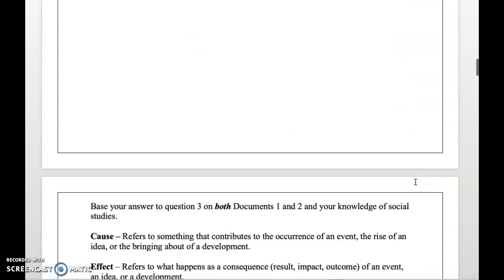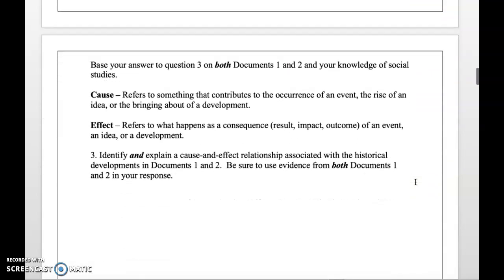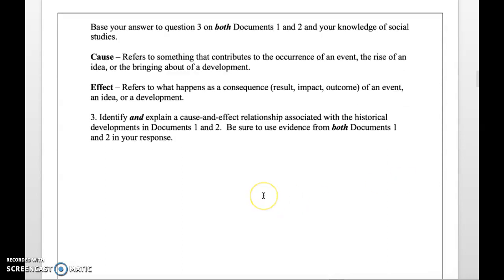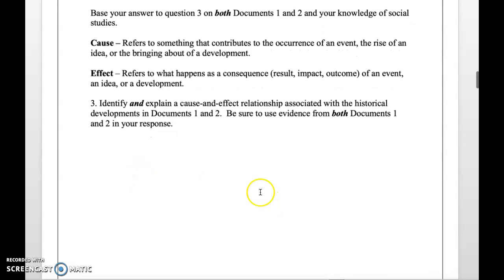All right. So you need to find the cause and effect relationship between those two documents. How does what's happening in document 1 cause what's happening in document 2? Okay. How does one thing have an effect on the other? You need to make sure that you identify whatever that relationship is that you decide on, and you need to make sure that you use evidence to back it up. Okay, so I know that the first document is a map, but you can still pull evidence from that by explaining what the geography around the Holy Land might be like.